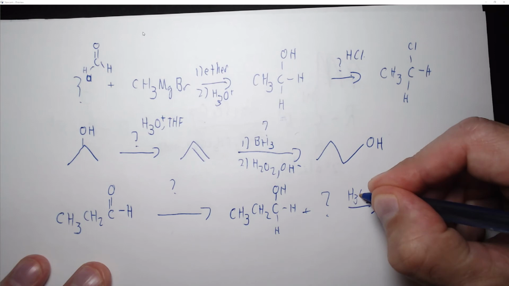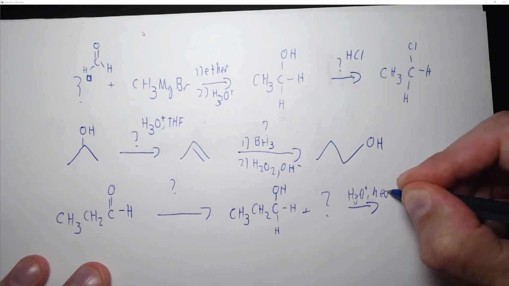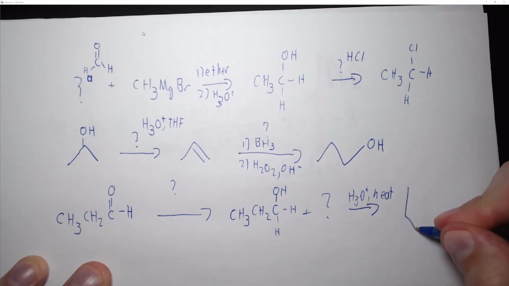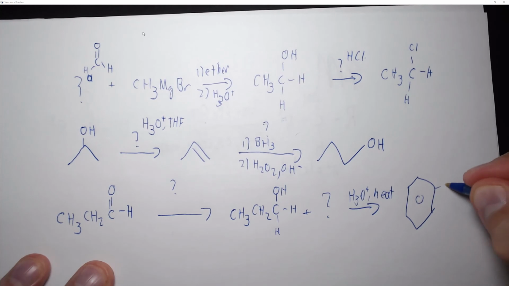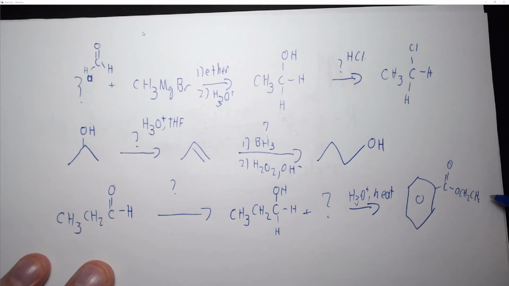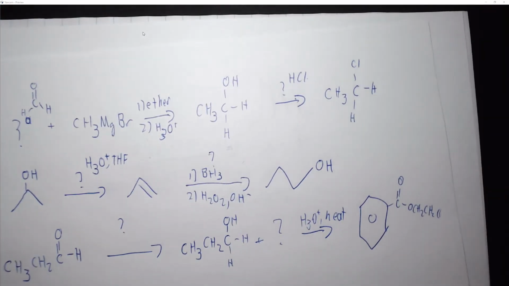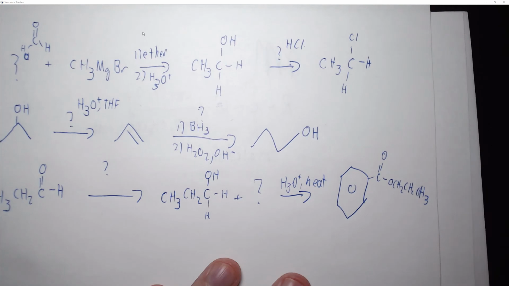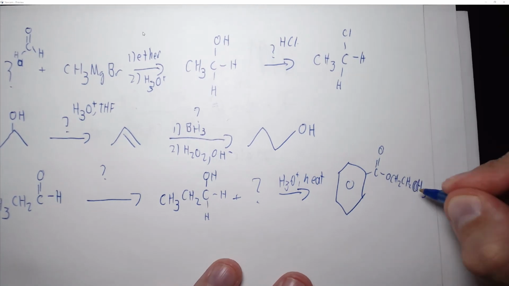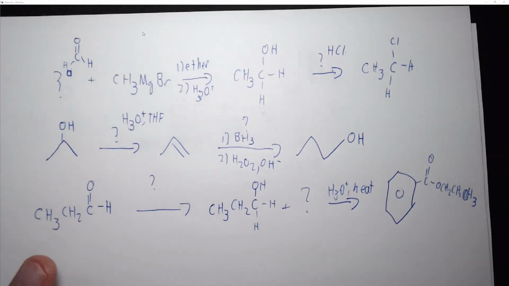Now we're going to add something to this, and what we're going to end up with, if we add H3O+ and heat, is a ring bonded to a C double bond O-O-CH2-CH2-CH3. So we end up with an ester.